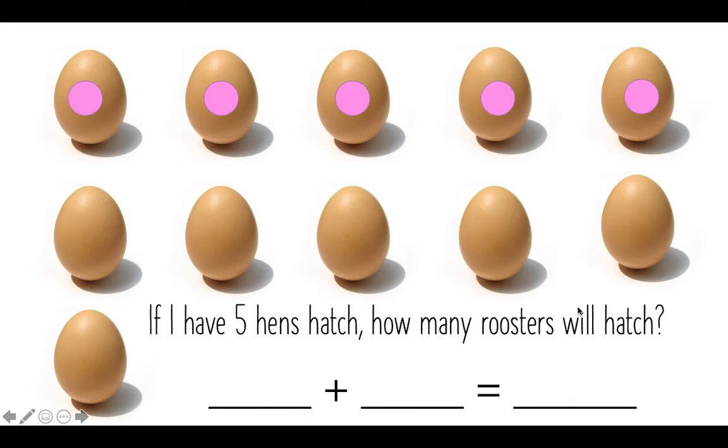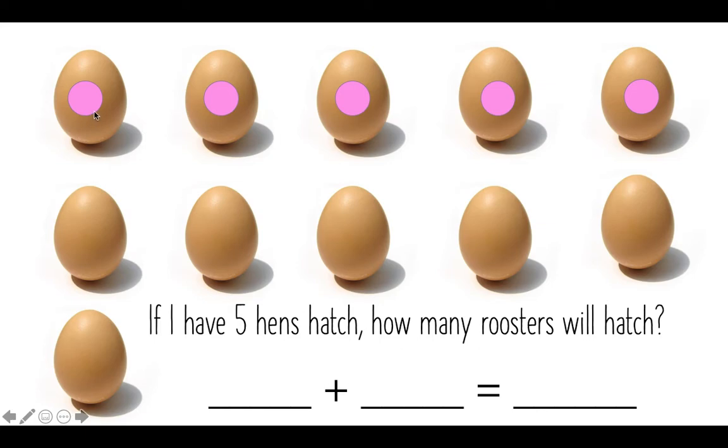But we're going to look at a problem where if I have 5 hens that hatch, hens are girl birds, how many roosters will hatch? The eggs can only either be hens or roosters when they hatch, but we don't know how many we're going to get of each. So let's think, if I have 5 hens and I need to know how many are going to hatch all together, well, I know I have 11 eggs, so 11 eggs will hatch. But I need to know how many roosters will hatch.